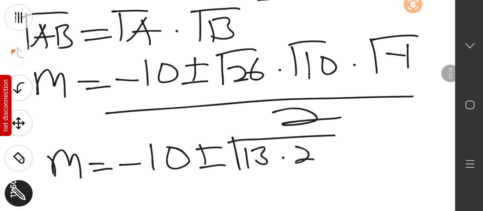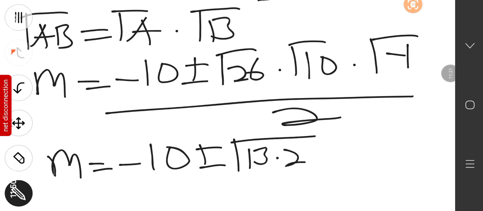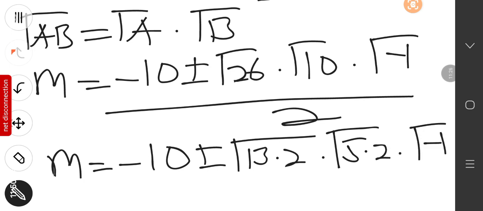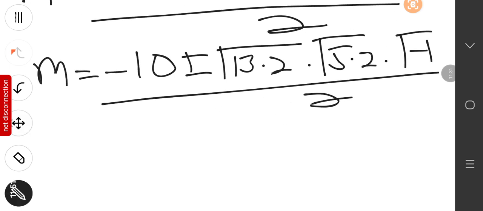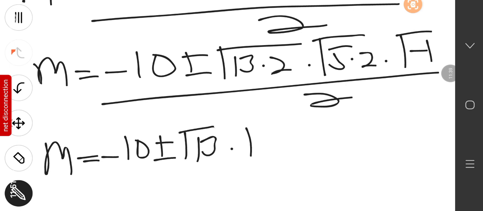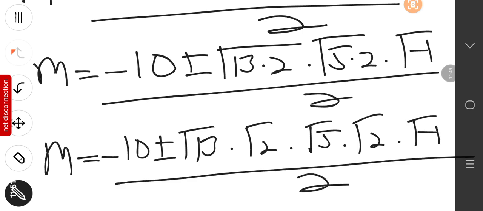All right, so our equation becomes m equals minus 10 plus or minus, 26 can be written as 13 times 2, and then 10 can be written as 5 times 2, all over 2. All right, so you're going to have m equals minus 10 plus or minus the square root of 13 times the square root of 2 times the square root of 5, times the square root of 2 times the square root of minus 1 all over 2.